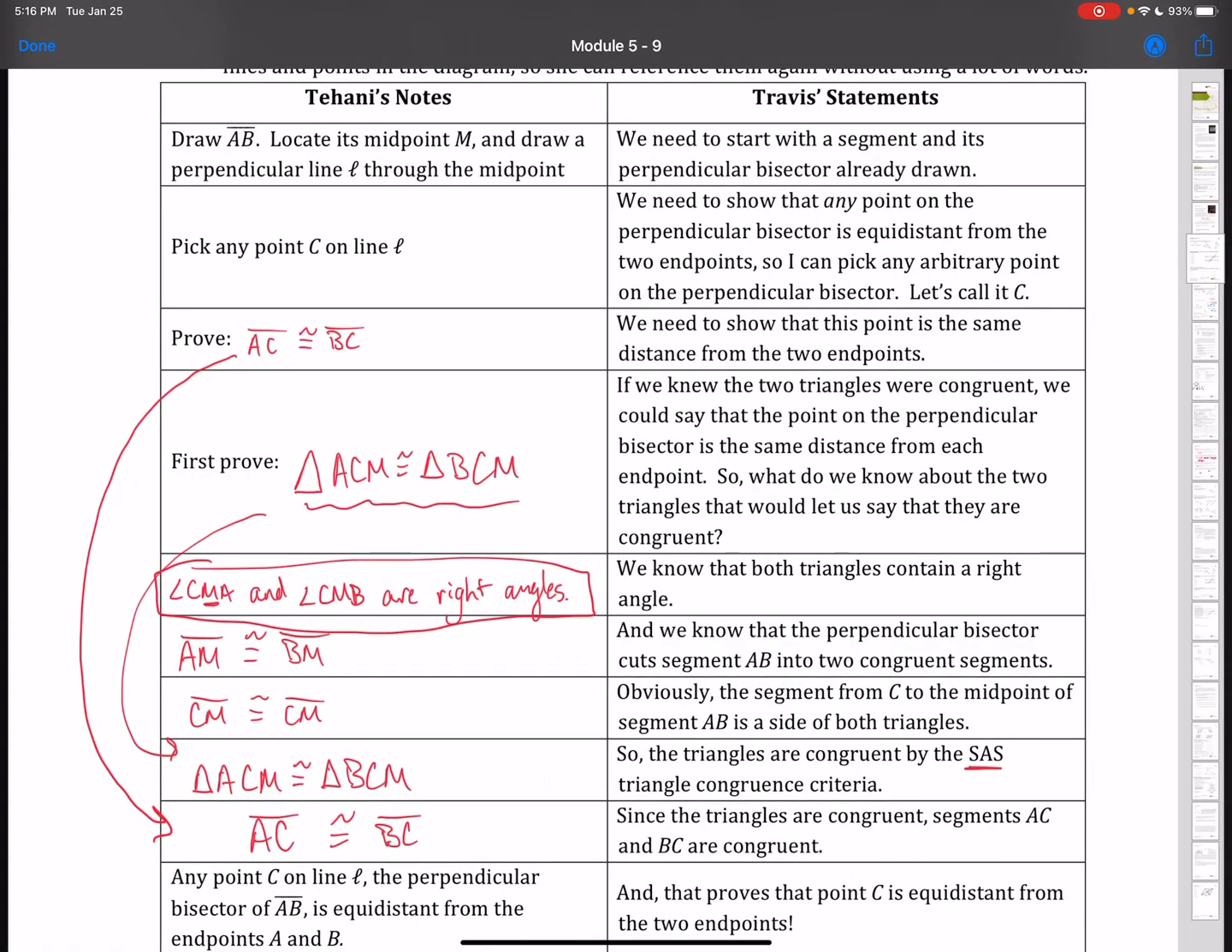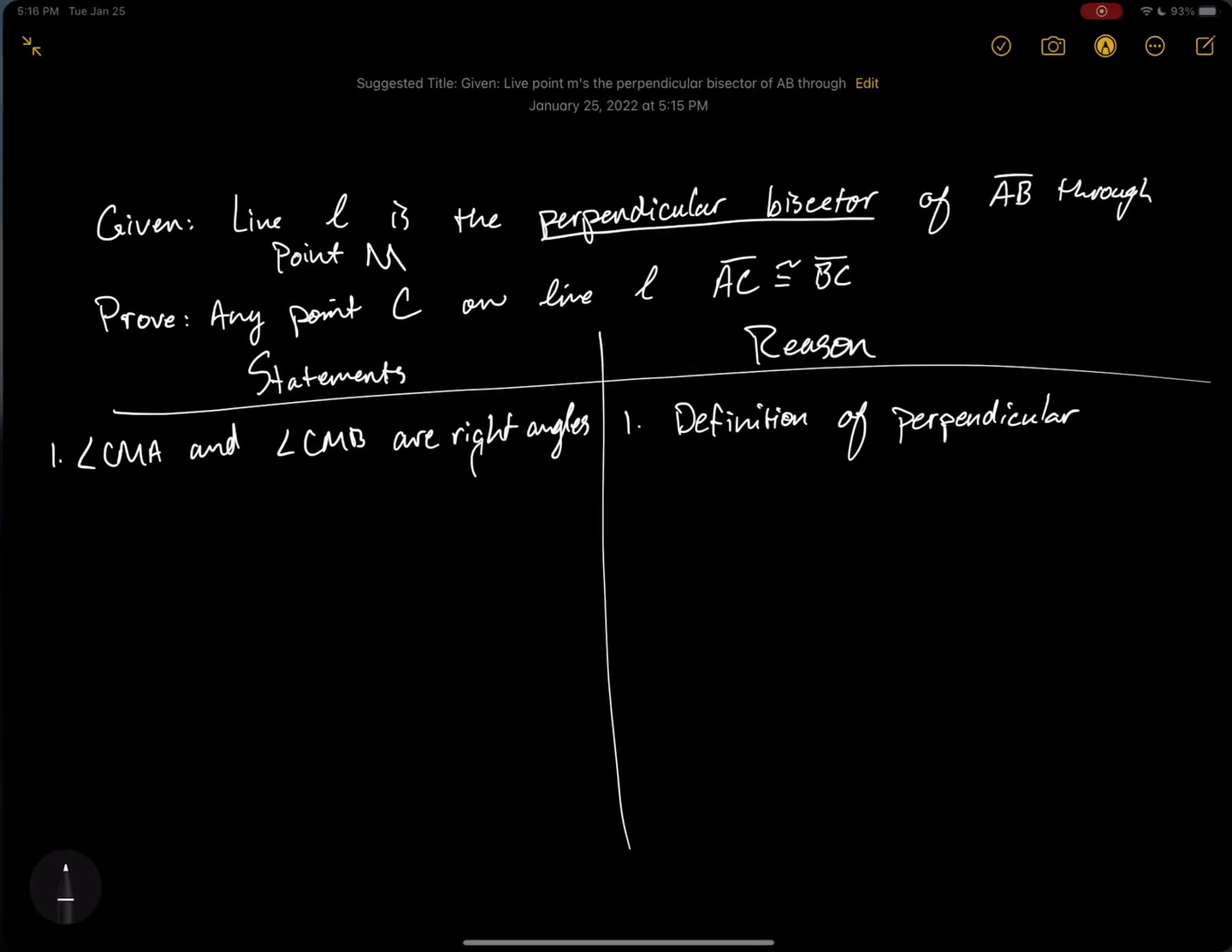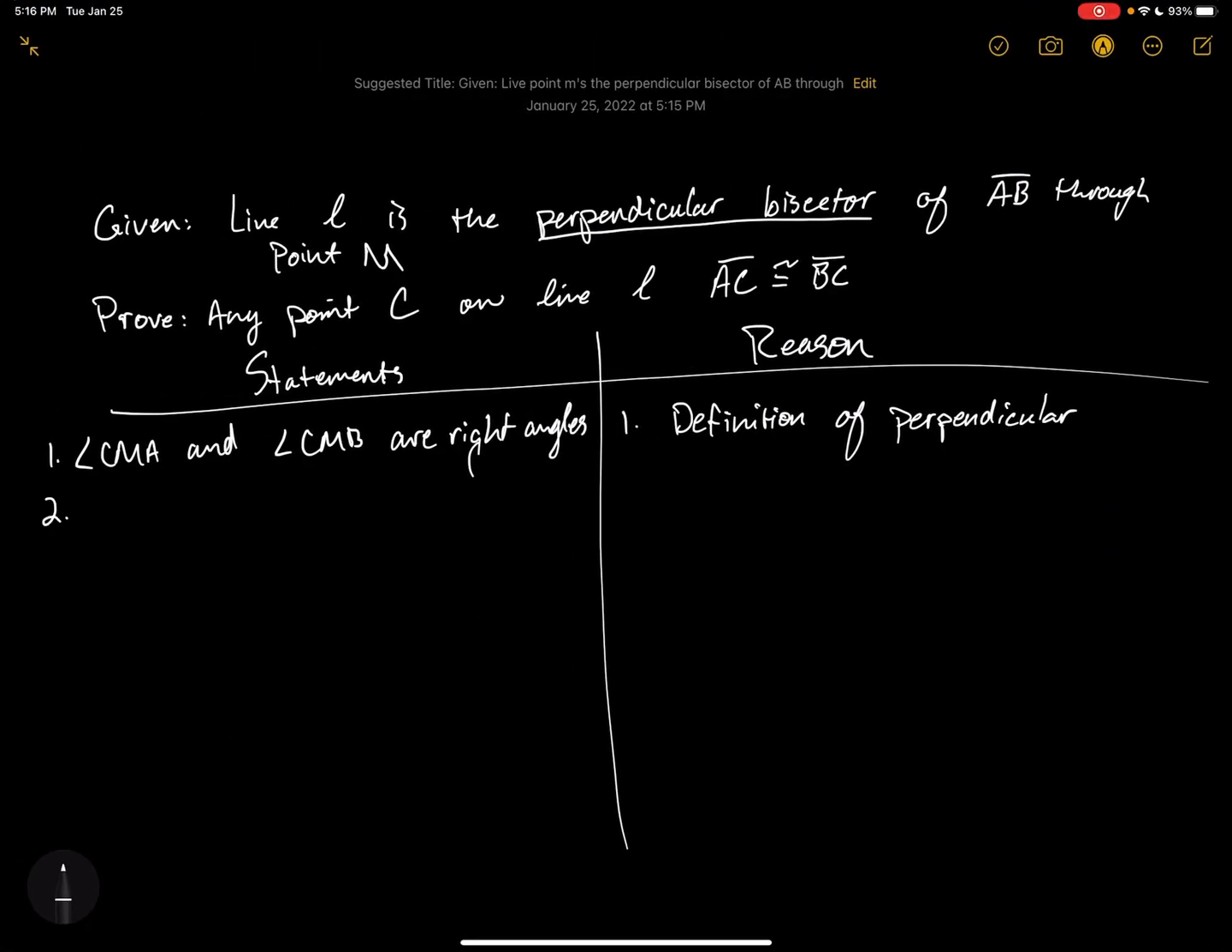is the idea that we have two segments, AM and BM, that are congruent. And we know that is because a perpendicular bisector cuts AB into two congruent segments. So I'm going to go ahead and say segment AM is congruent to segment BM. And why can I say that? What's my reason? That is actually the definition of a bisector. So our reasons have been two definitions so far, which is kind of handy.